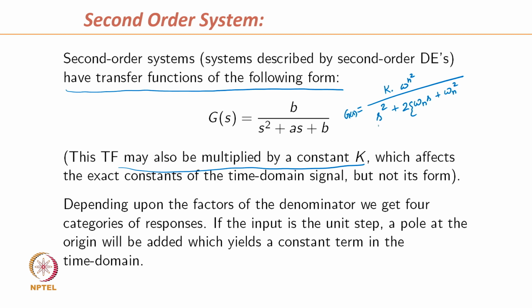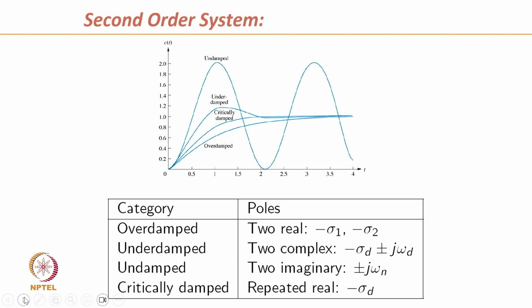Now we have this equation which is a second order equation, and we call it the characteristic equation. Based upon the roots of this quadratic equation, of this characteristic equation, the system can be classified in one of the four forms which are shown here.